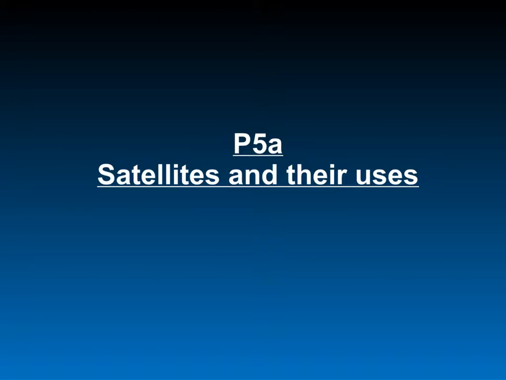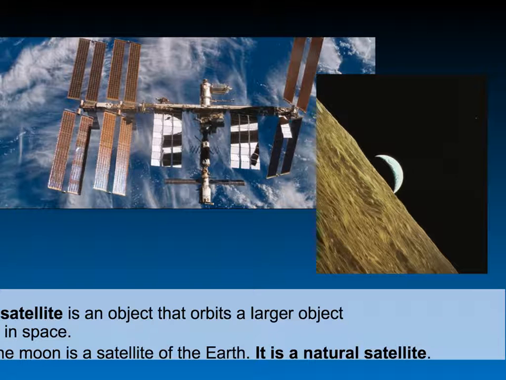This is a revision video for P5A, satellites and their uses. A satellite is an object that orbits a larger object in space. The Moon is a natural satellite of the Earth. However, there are thousands of man-made artificial satellites that are in orbit around the Earth as well.